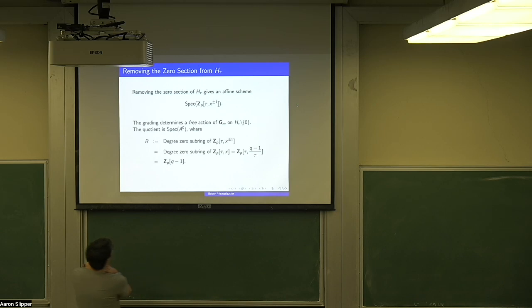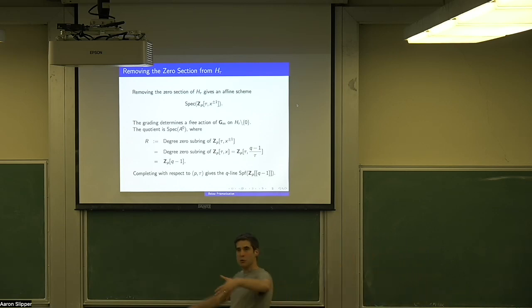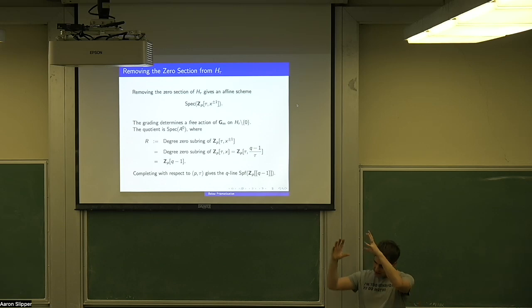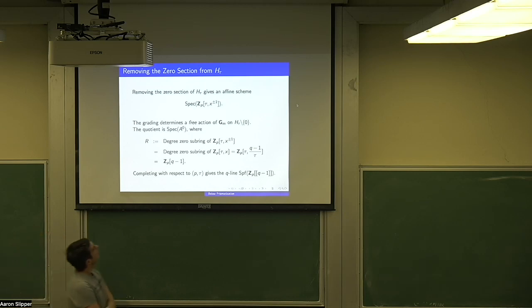Now this made sense over Zp brackets tau, but that was kind of an accident. In order to see a group scheme here, we really ought to complete with respect to p and tau. And if we do that, completing with respect to tau is the same as completing with respect to q minus 1, because q minus 1 over tau is a unit. That unit times tau is q minus 1. So formally completing at the closed point is completing with respect to p and q minus 1. And now we see a familiar ring show up. This is the coordinate ring of the q line.